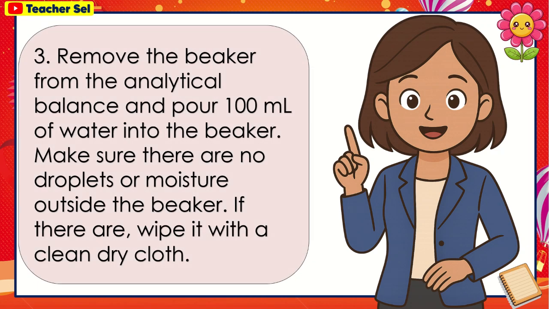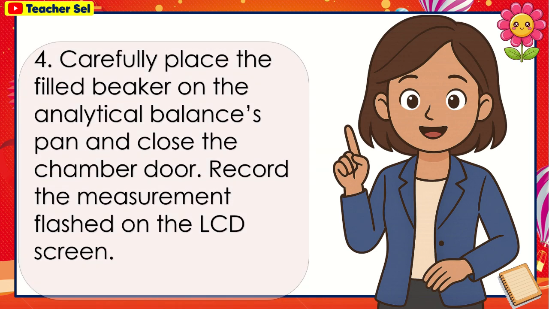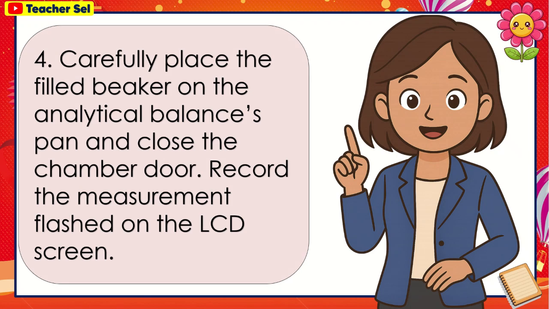Remove the beaker from the analytical balance and pour 100 ml of water into the beaker. Make sure there are no droplets or moisture outside the beaker. If there are, wipe it with a clean, dry cloth. Carefully place the filled beaker on the analytical balance pan and close the chamber door. Record the measurement flashed on the LCD screen.